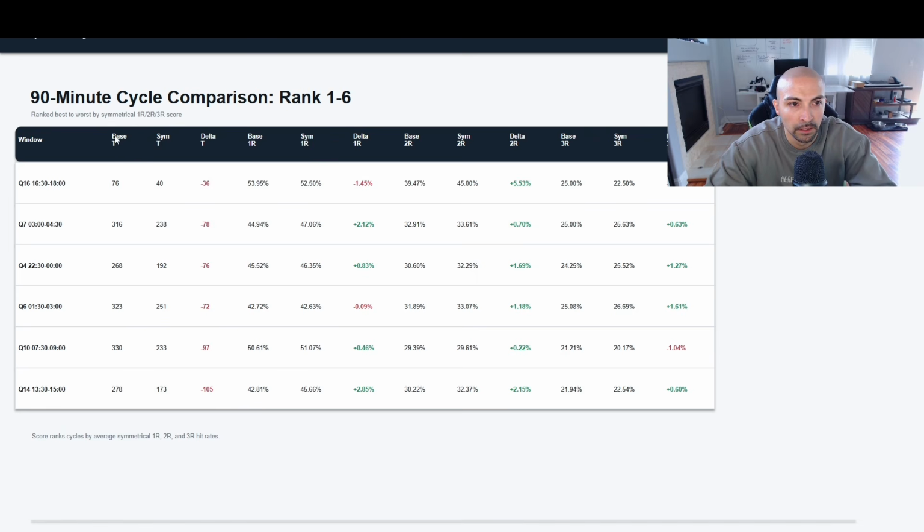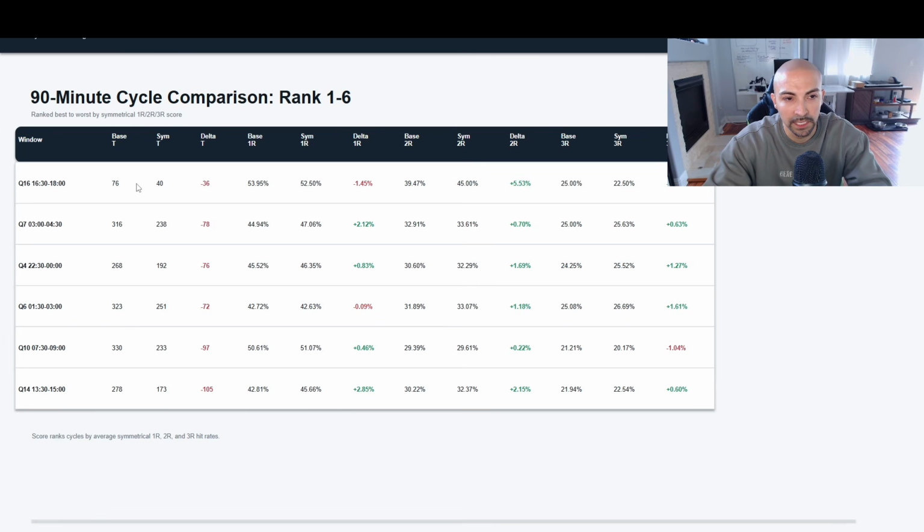Okay, so these are baseline trades, symmetrical trades, and adding that symmetrical component to it, you had 36 less trades recorded. Of these, all right, quarter 16 tended to be the best overall when it came to a 1R, 2R, and 3R. And quarter 16 also had the least amount of trades because it's not a full quarter pretty much. So you had a lot fewer trades because of the market close.